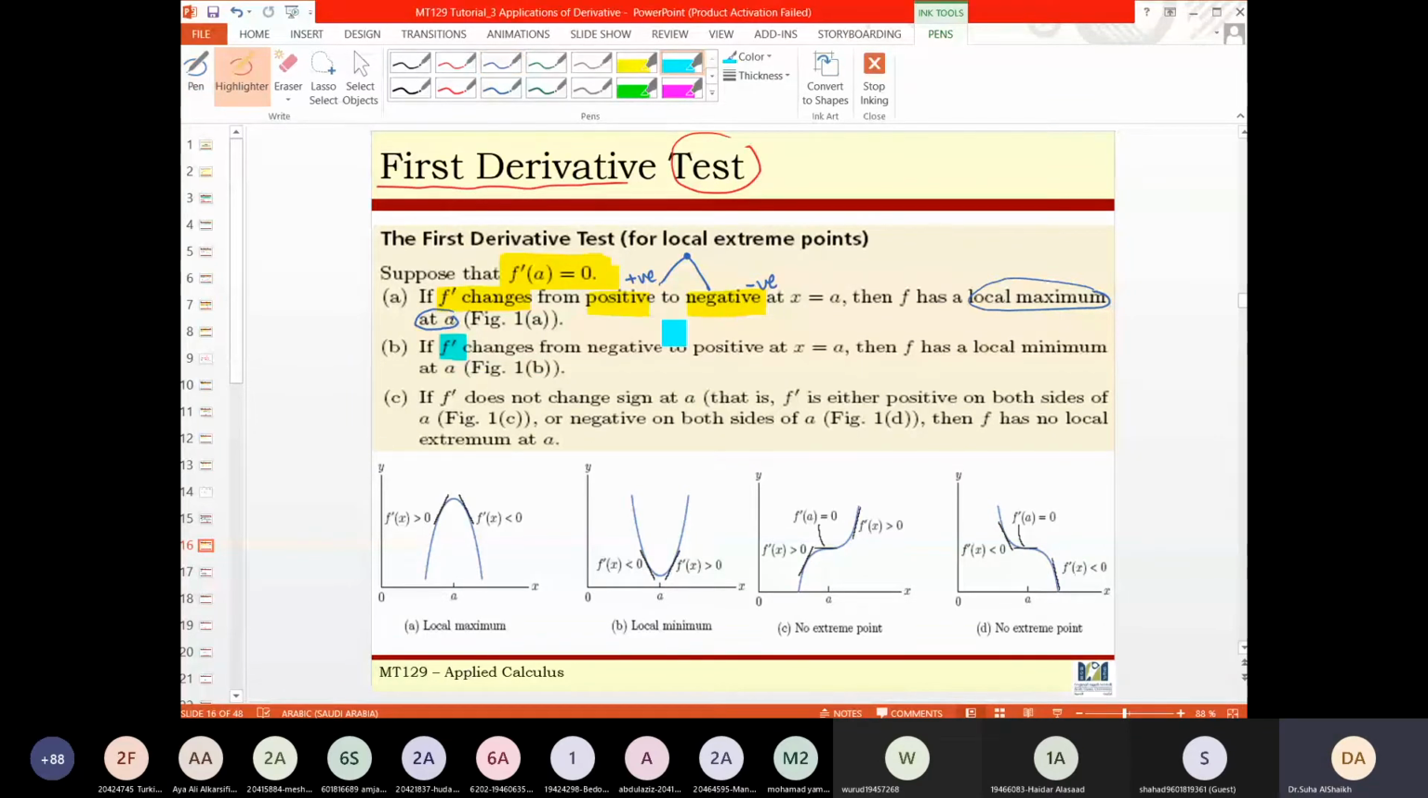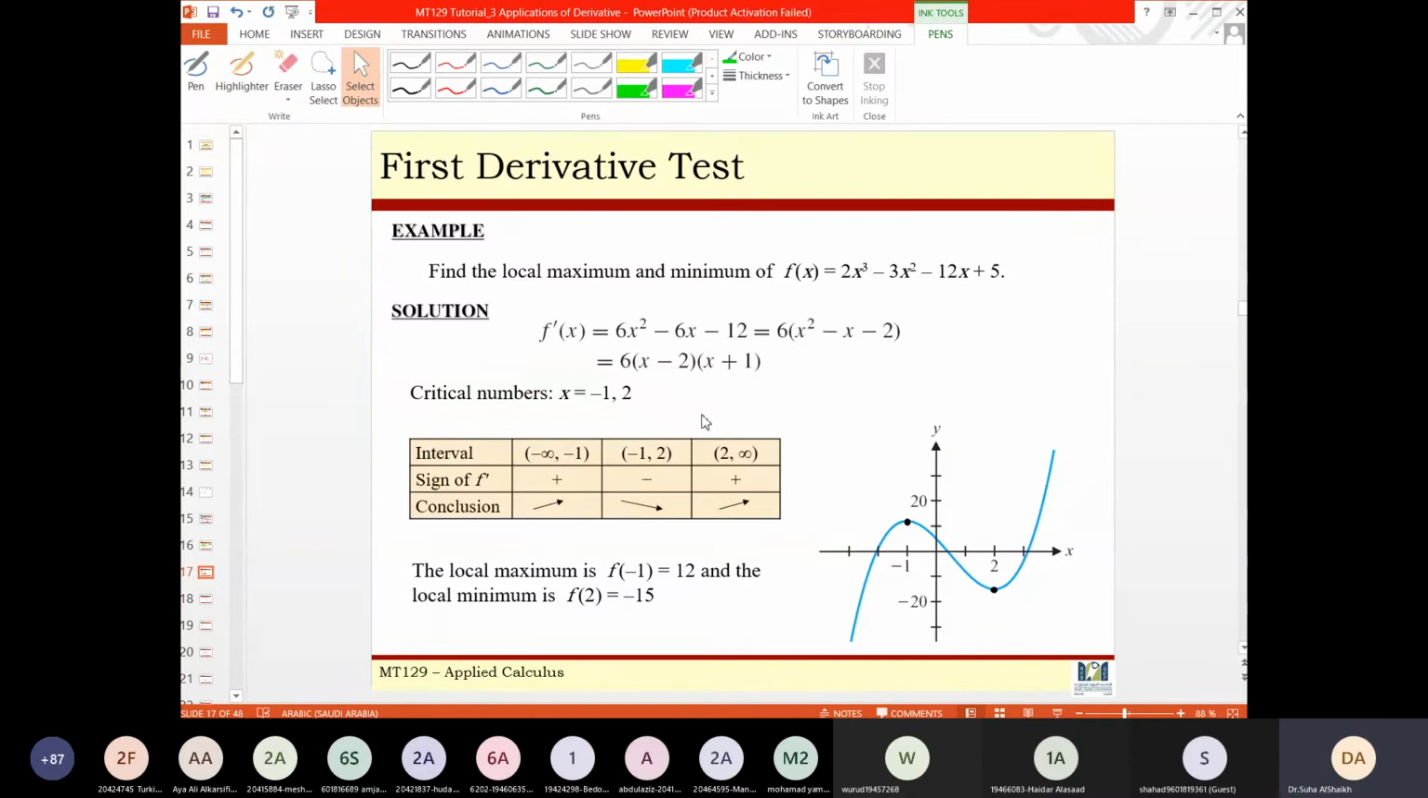If f dash changes from being negative to being positive, meaning it was negative and it became positive before and after the point, this means that my point is a local minimum point. If the function is not changing sign before and after the point A, it means it's not a maximum and not a minimum point. And to understand this, of course, we need to solve a problem.